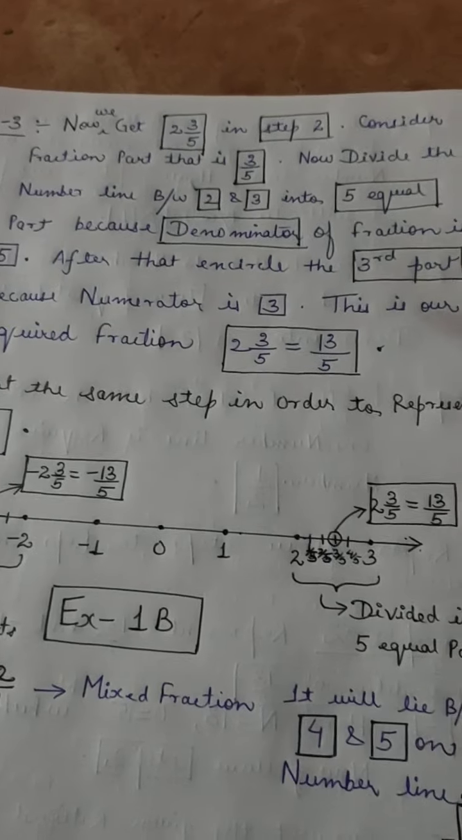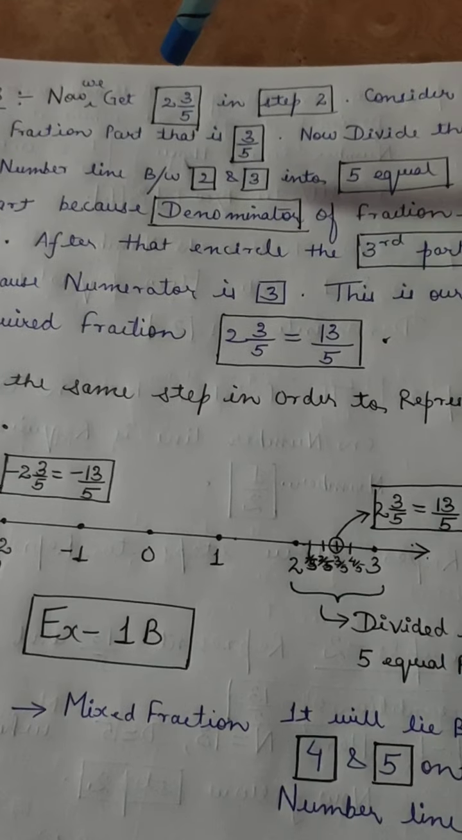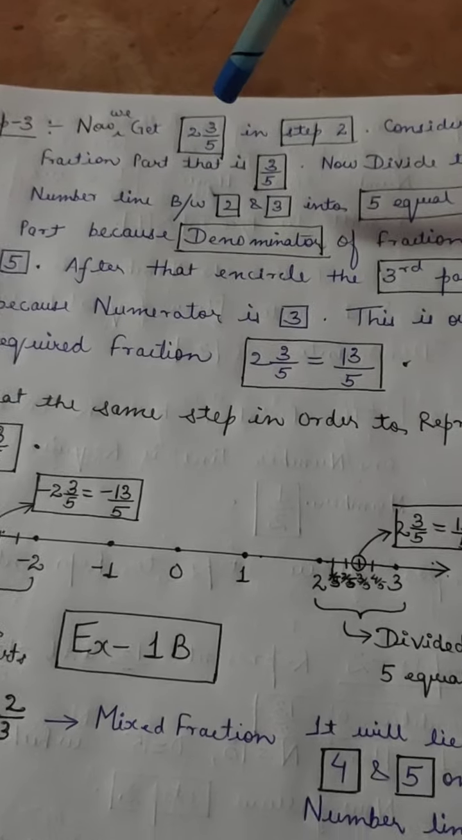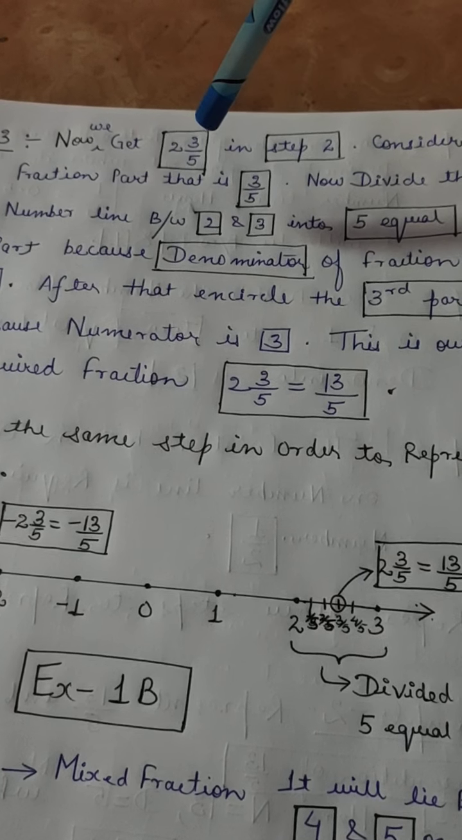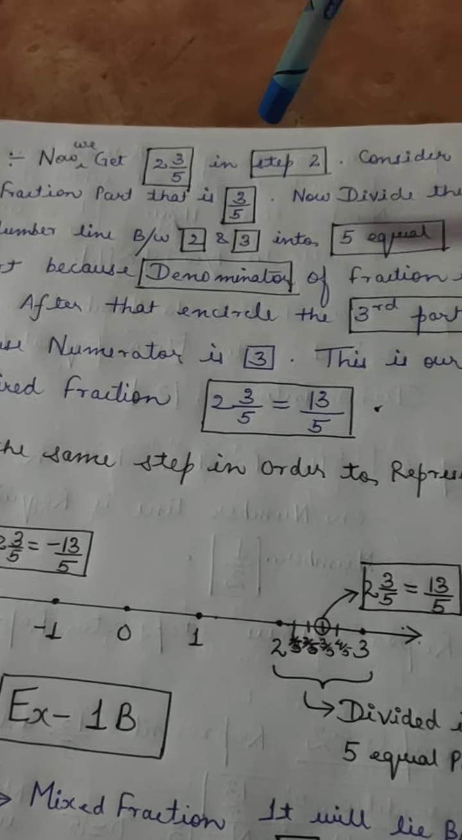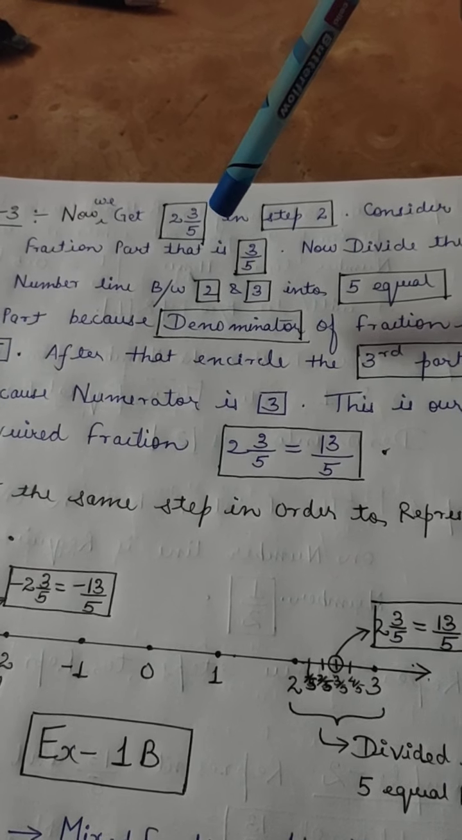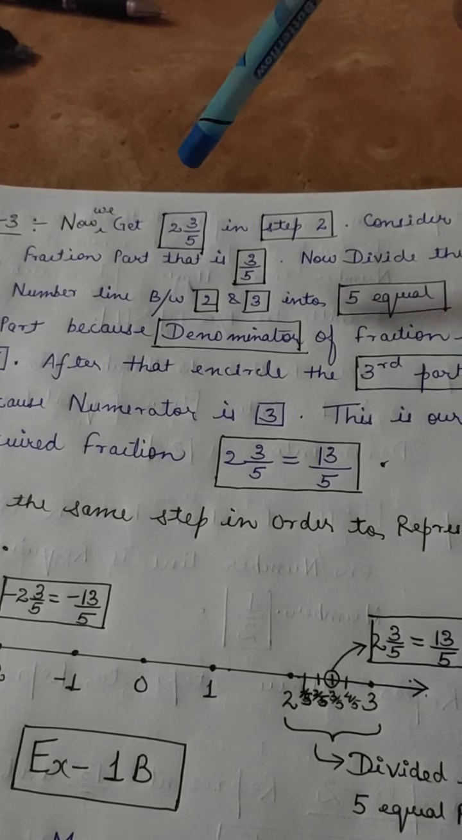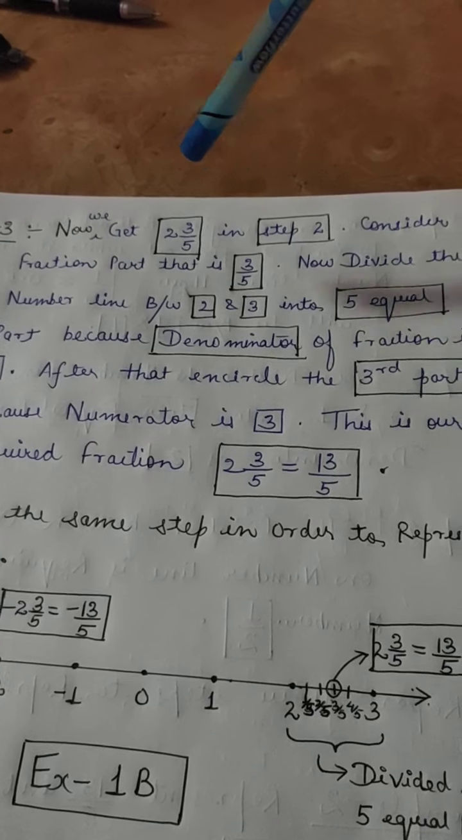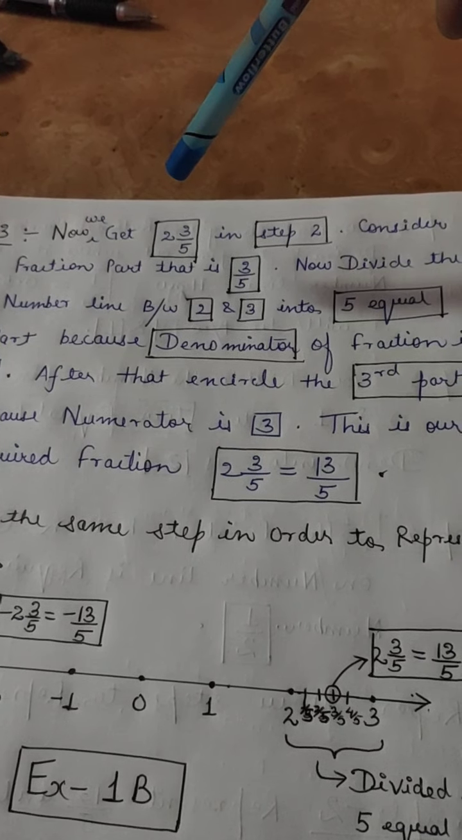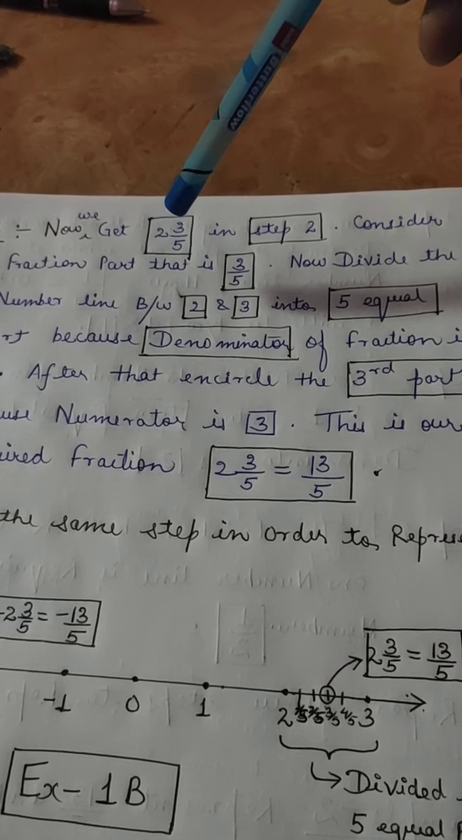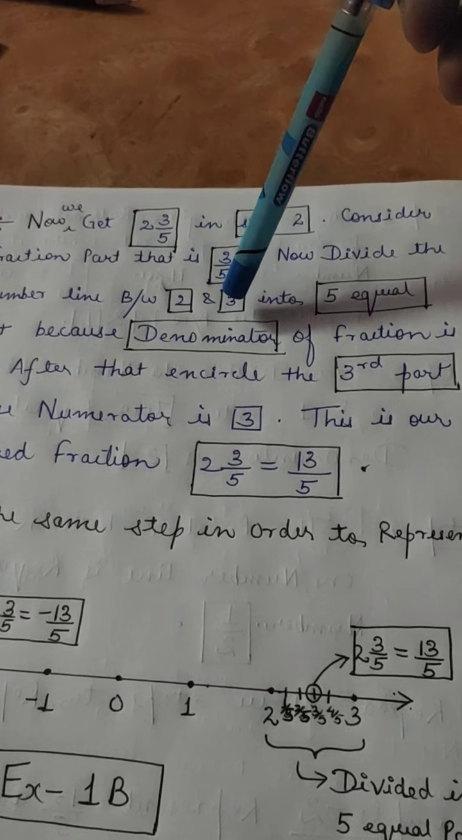In step number 3, we have already gotten the mixed fraction as 2 3 by 5. Now we have already found out where this number will lie, that is between 2 and 3. Now come to the fraction part of this mixed fraction. The fraction part is 3 by 5.